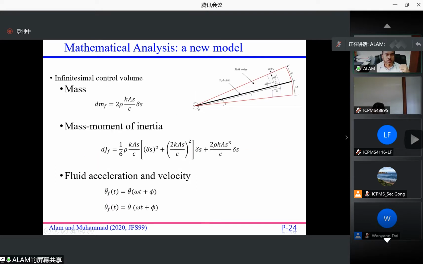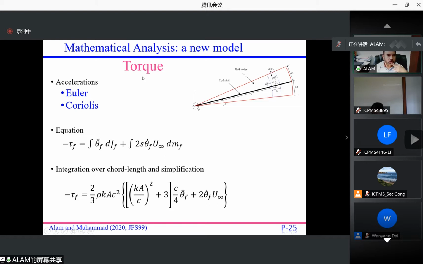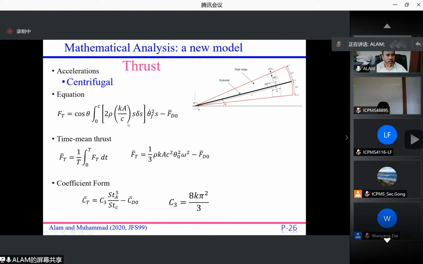Here we consider an infinitesimal volume of the fluid, then we got the mass and also the moment of inertia of this fluid, and the corresponding acceleration of the fluid, velocity and acceleration. Then we found the torque from the Euler and Coriolis accelerations following this equation. This is the Euler acceleration torque, and this is the Coriolis acceleration torque. If we integrate this, we get the final equation. Similarly, we obtained the thrust from the centrifugal acceleration as this one.